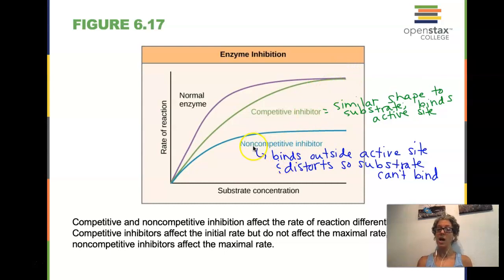If you have a non-competitive inhibitor, it is binding outside the active site. That distorts the active site and the substrate can't bind. So we have distorted, mucked up enzyme. So even as we add additional substrate, we can't really overcome the effect of the inhibitor messing up the active site.